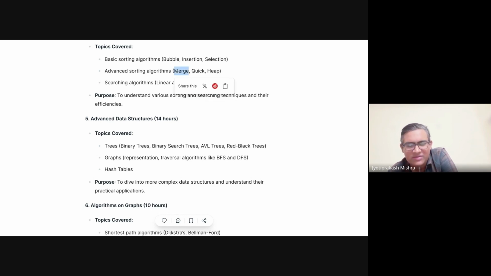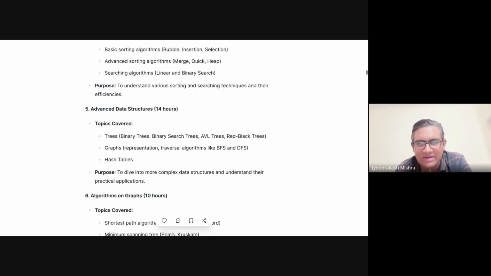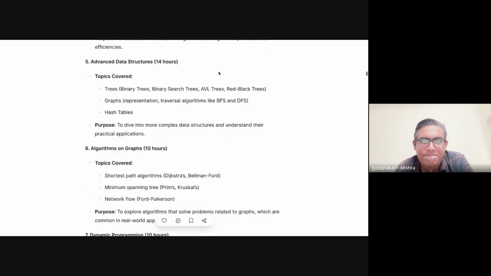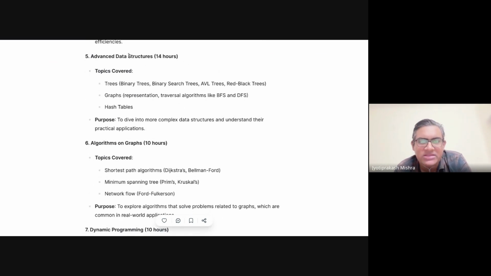So merge sort will not take you more than half an hour to understand. Forget about taking 2 weeks to understand merge sort. It's easy. If you think it is easy, it is easy. If you think it is tough, then anything is tough. We'll do linear and binary search. Also very, very easy. Then we'll go for advanced data structures like trees.